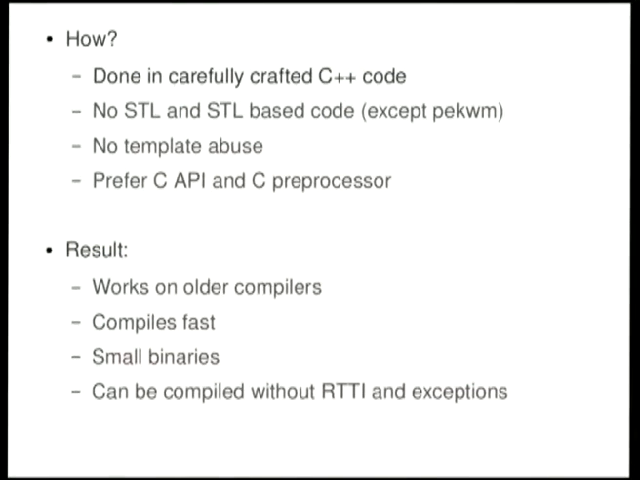But the best of all, things are compiled with debug information. So, how did we manage to do that? First of all, EDE is built using C++. We are not using advanced C++ things like STL, like template abuse. We are just trying to use plain C API, trying to use the C preprocessor as much as possible. And as a result, it compiles quite fast. It works on older compilers, and it creates smaller libraries. It also can be built without runtime type information, which means you will get even smaller binary files.